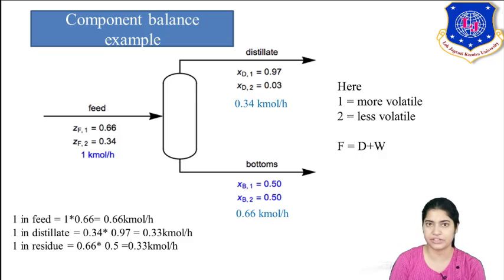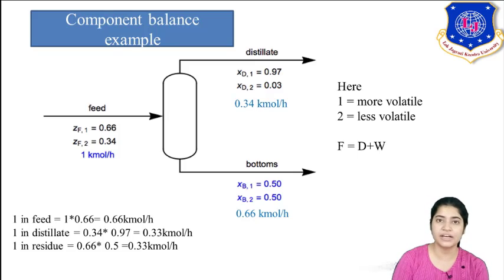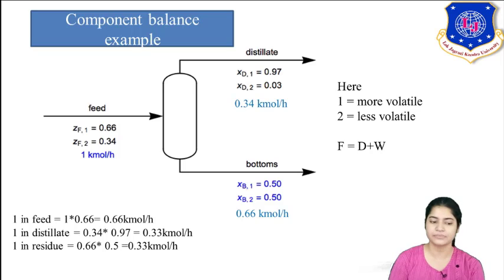But that is the mole fraction. When I am talking about amount, let's see the calculation. How will you calculate 1 in feed? This is the component balance now. The overall balance is F equal to D plus W. For the component balance, 1 in feed: F is 1 kilomole per hour, so F into the mole fraction of 1 is 1 into 0.66, which is 0.66 kilomole per hour. This 0.66 kilomole per hour is the amount of component 1 in the feed.